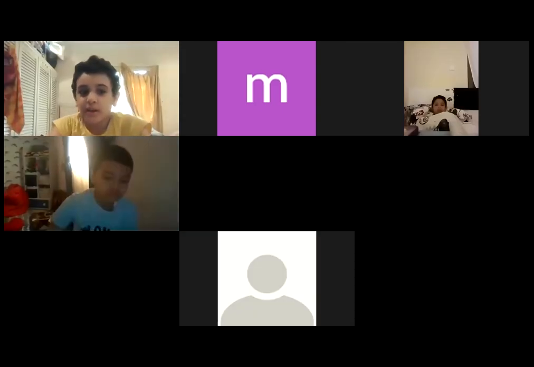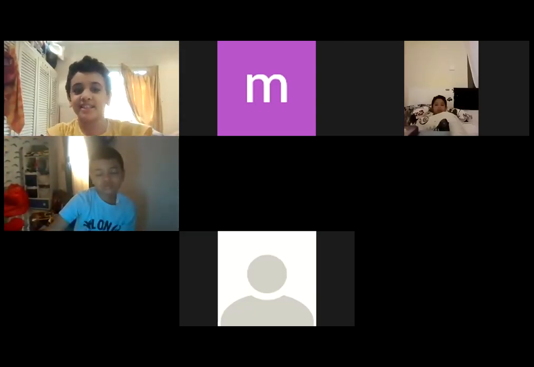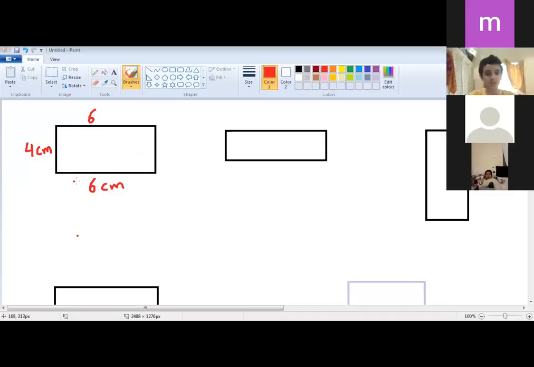Okay, again. Look, we said this rectangle is 6 centimeters long. The length, its width, it's 4. What about this side? 6 centimeters. And this one is 4. So we said each two opposite sides are equal in length.